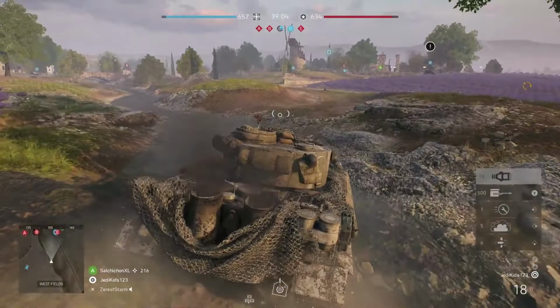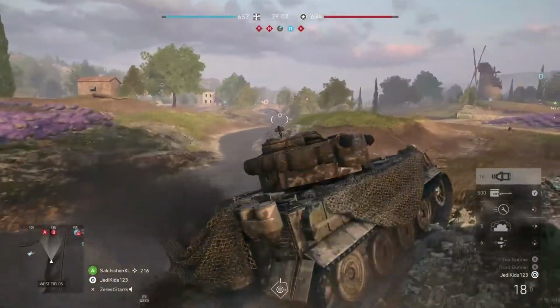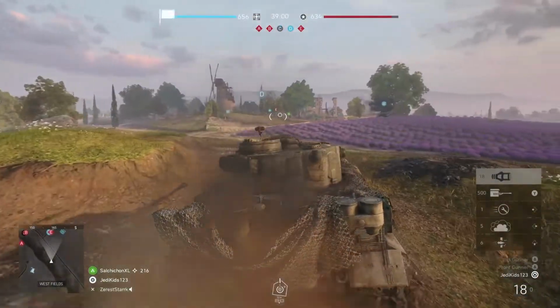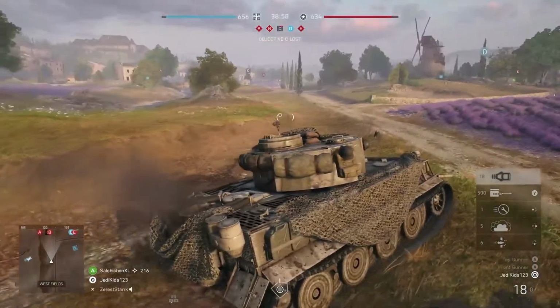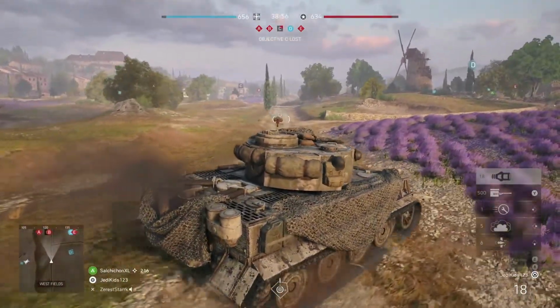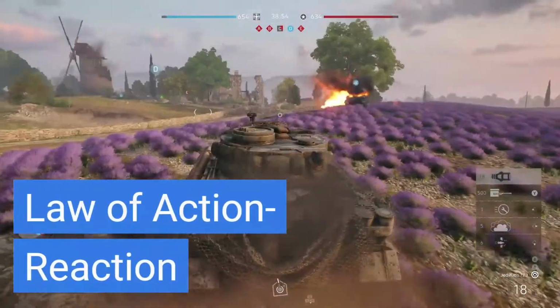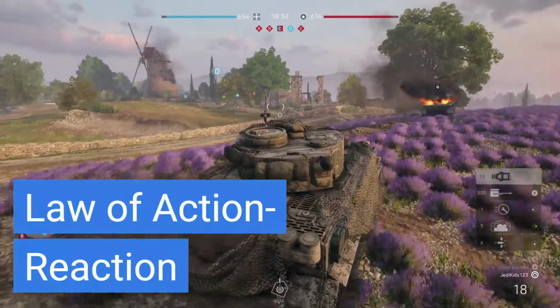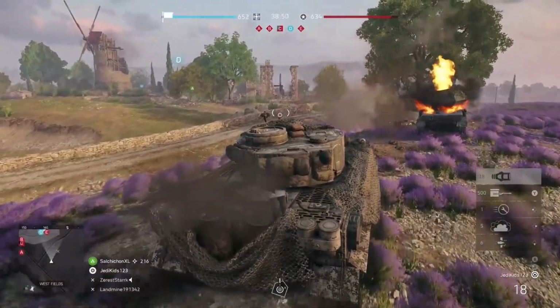The next law I'm going to cover is the law of action-reaction. Now, I'm completely aware that it's actually the third law of motion, but I'm doing it second. Anyways, the law of action-reaction states that for every action, there is an equal and opposite reaction.